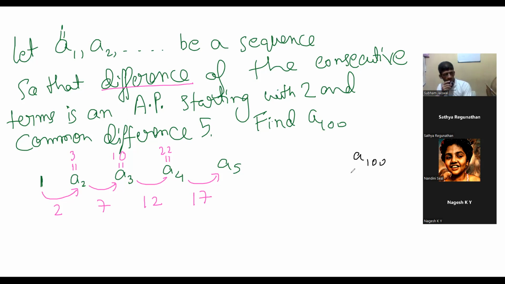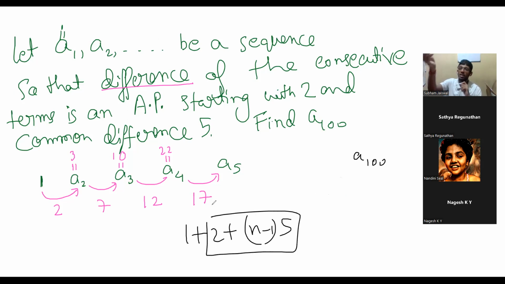Yeah. So it's 1 plus 2 into 5 minus 5 into n minus 2, right? 1 plus 2 plus 5 into n minus 2. No, that is not it. That will be the difference. The difference here may be somewhat like that, but the terms grow much faster, right? Is it just 1 plus 2 plus n minus 1 times 5? No, this is not the term. This will be the difference between the nth term and the n minus 1th term.